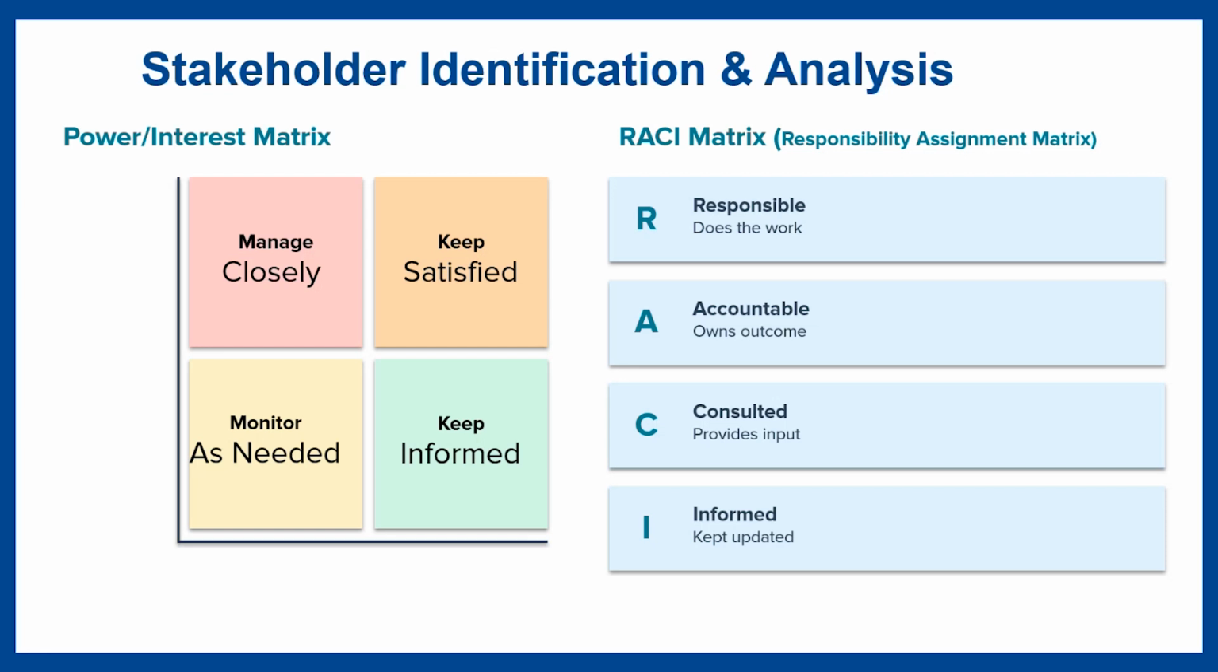So if a stakeholder has high power, high interest, these are key players. So you must manage these stakeholders closely. If a stakeholder has high power, low interest, these stakeholders are influential, but not deeply invested. You have to keep them satisfied.